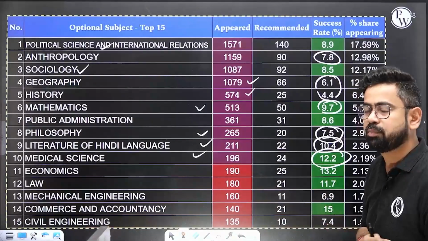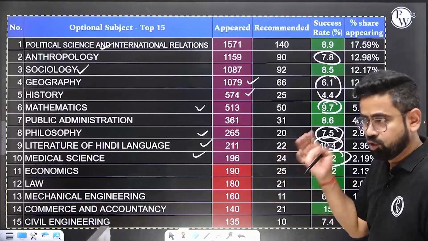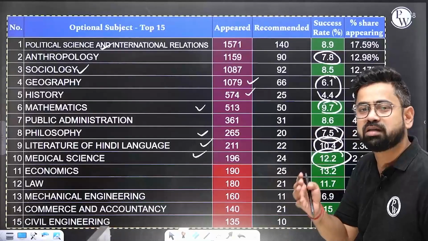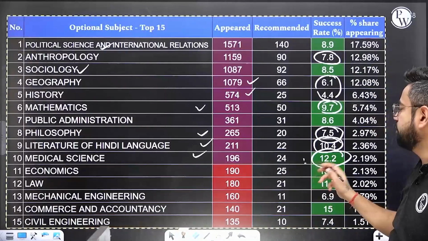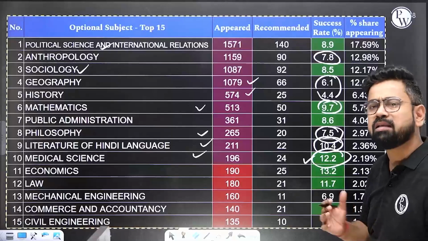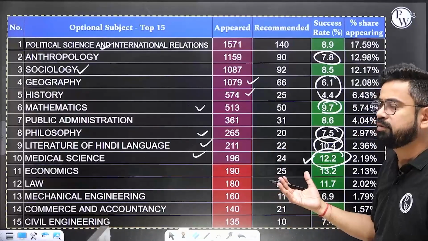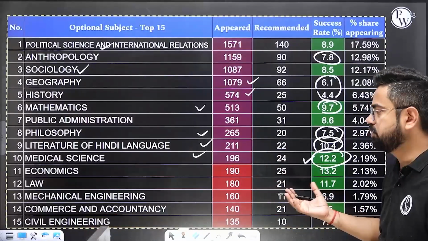If you are a doctor preparing for UPSC, this is amazing, and you need not switch. You might have heard of a lot of doctors getting selected, so the success rate of medical science is also very high. Yes, but can others take this subject? No. If you are not from medical science, this is not advisable.